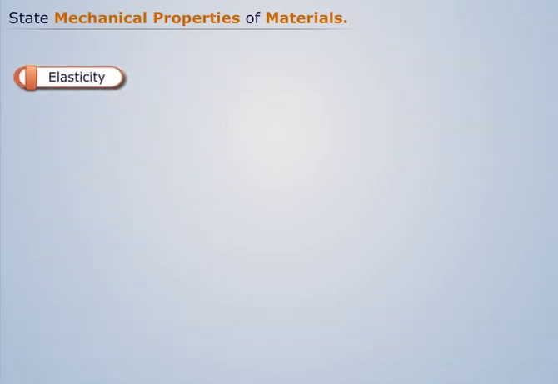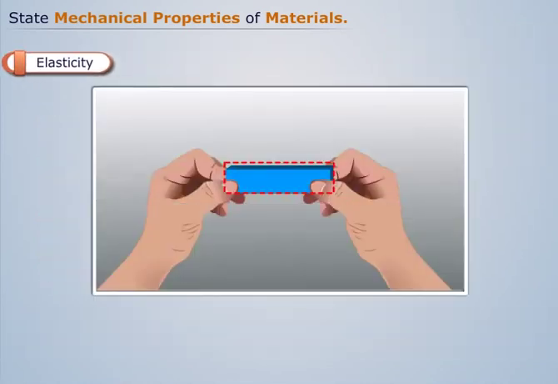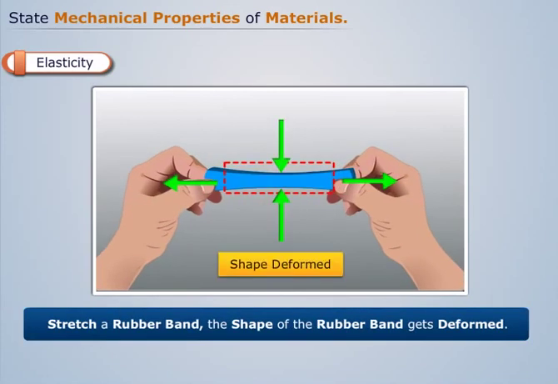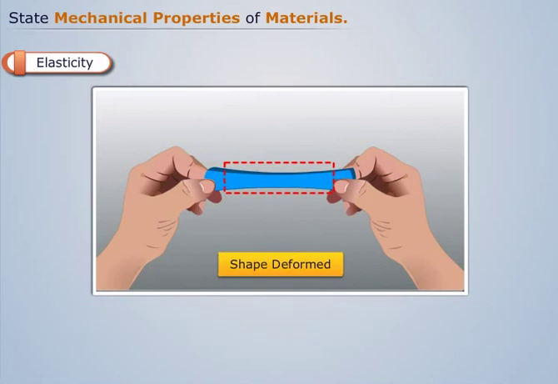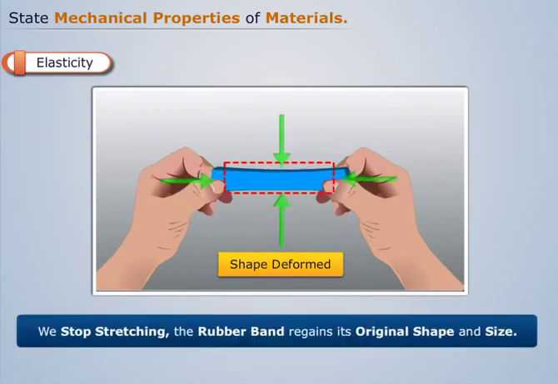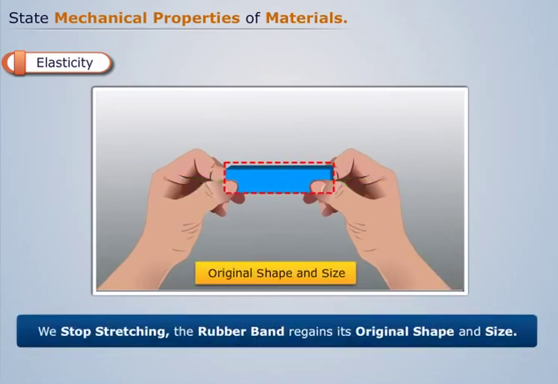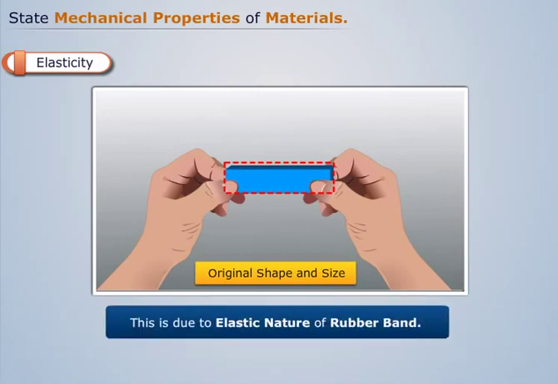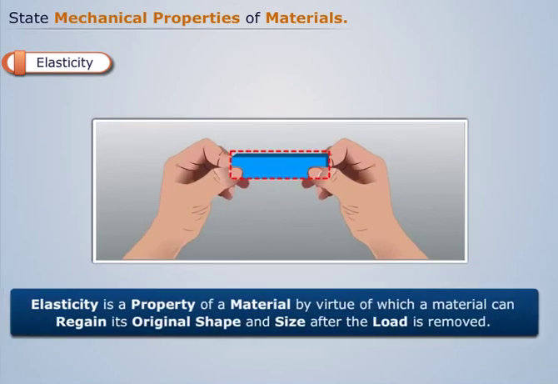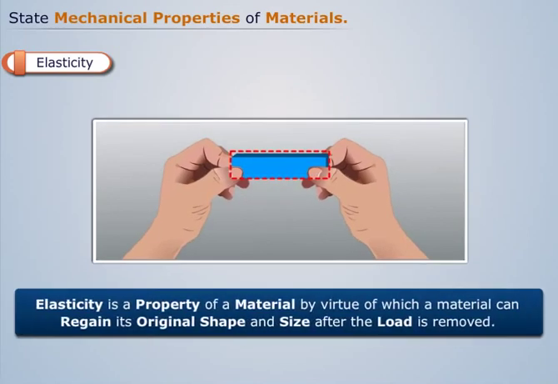First, let's start with elasticity. Let's take an example of a rubber band. When we stretch a rubber band, the shape of the rubber band gets deformed. Now, when we stop stretching, the rubber band regains its original shape and size. This is due to the elastic nature of the rubber band. Thus, elasticity is a property of a material by virtue of which a material can regain its original shape and size after the load is removed.